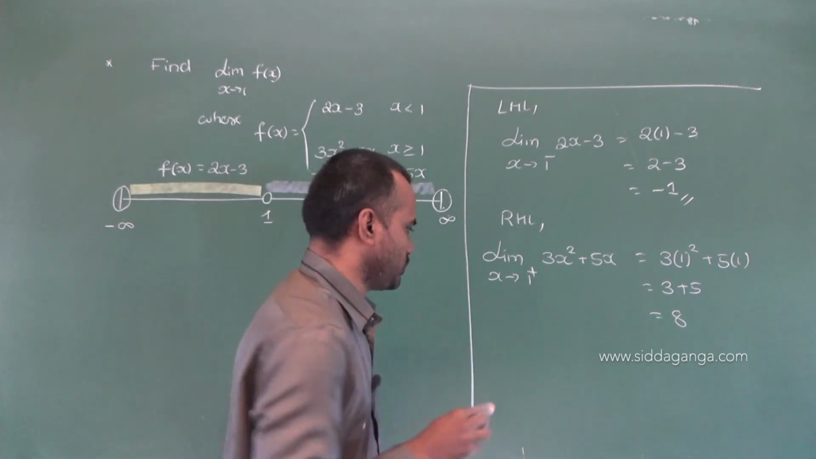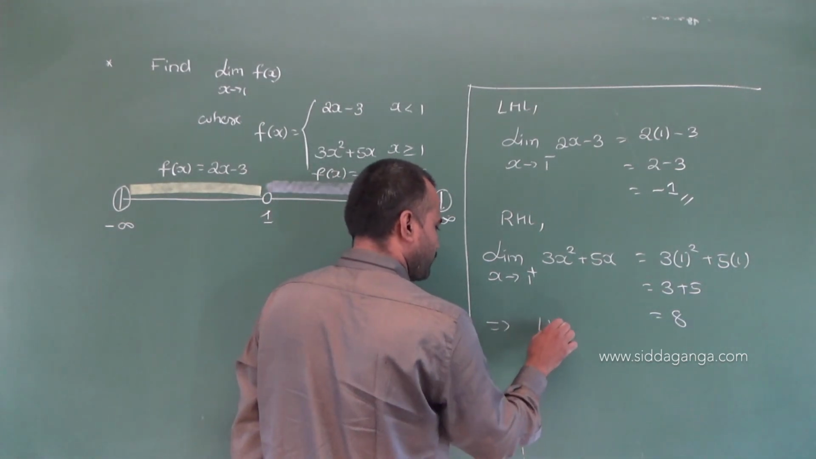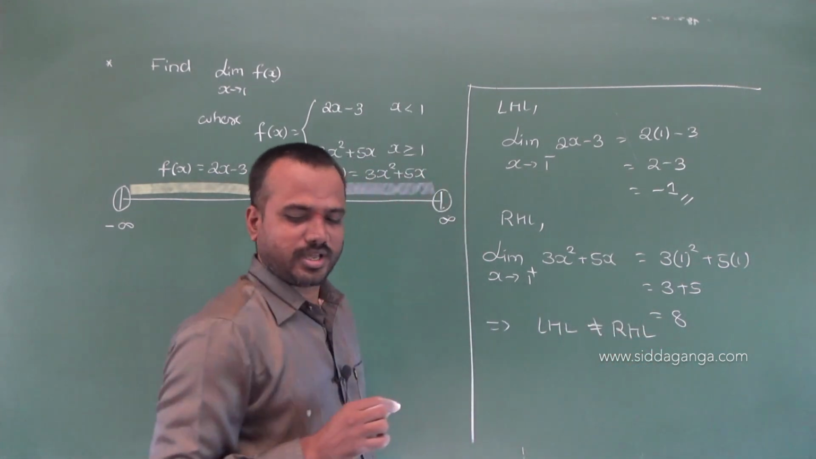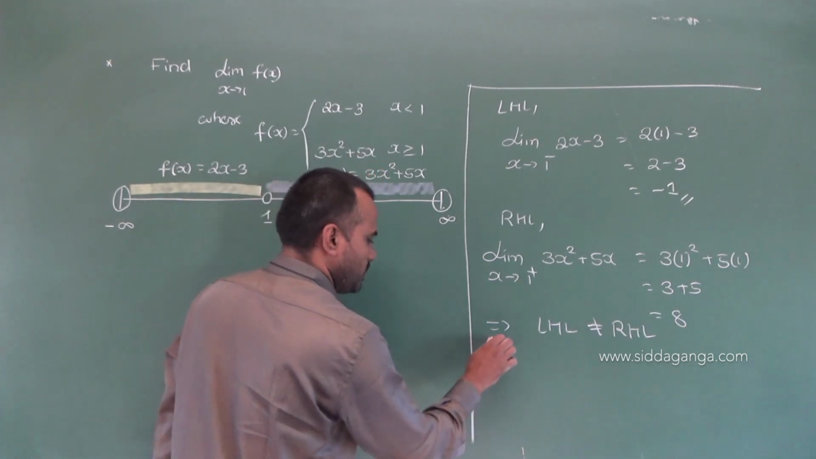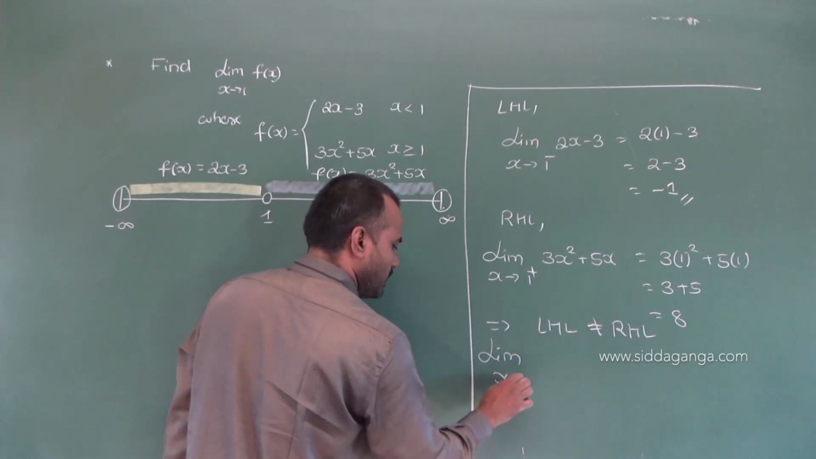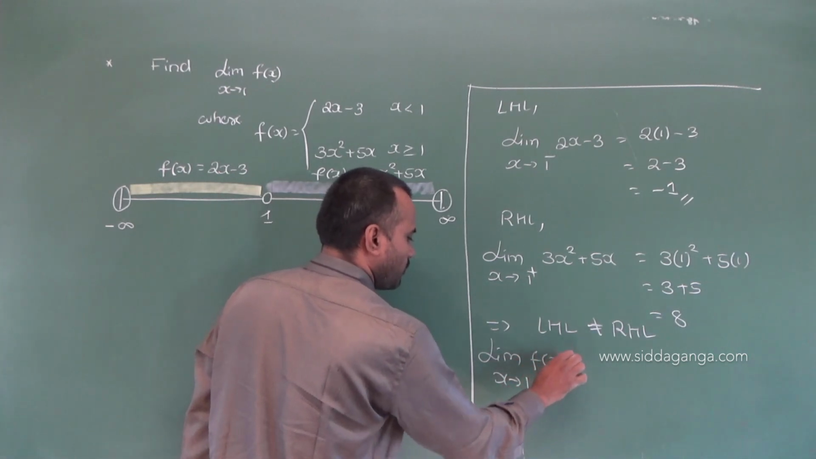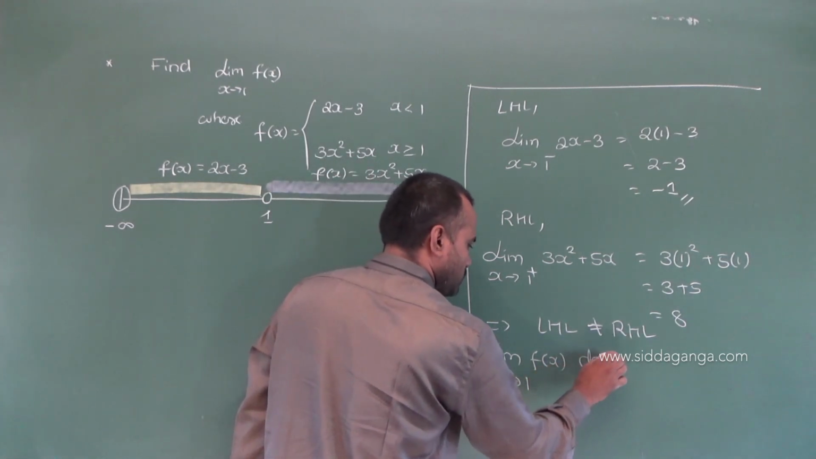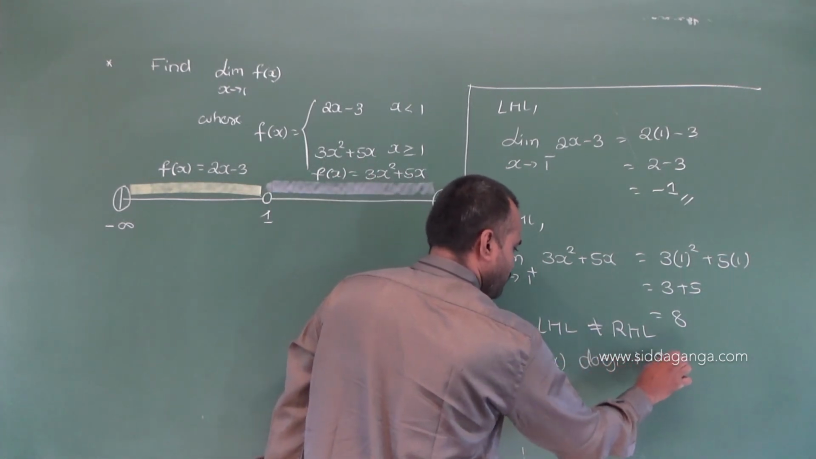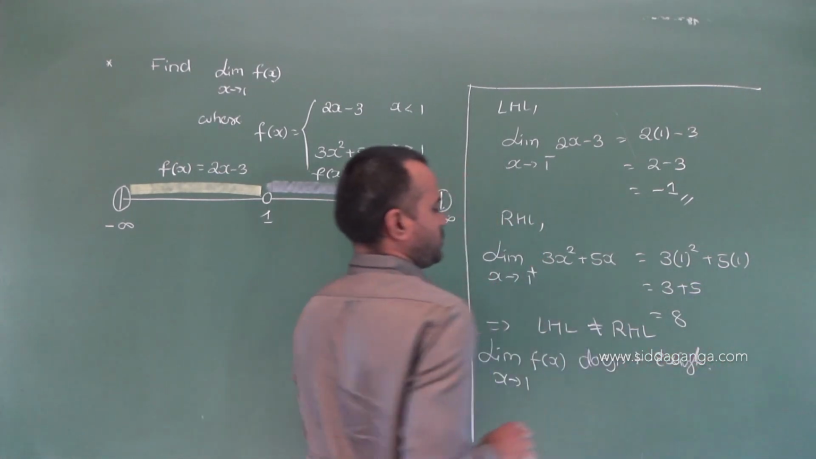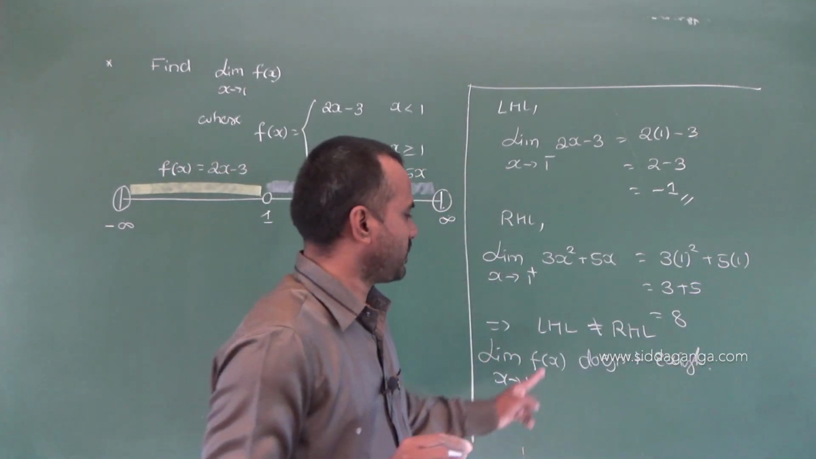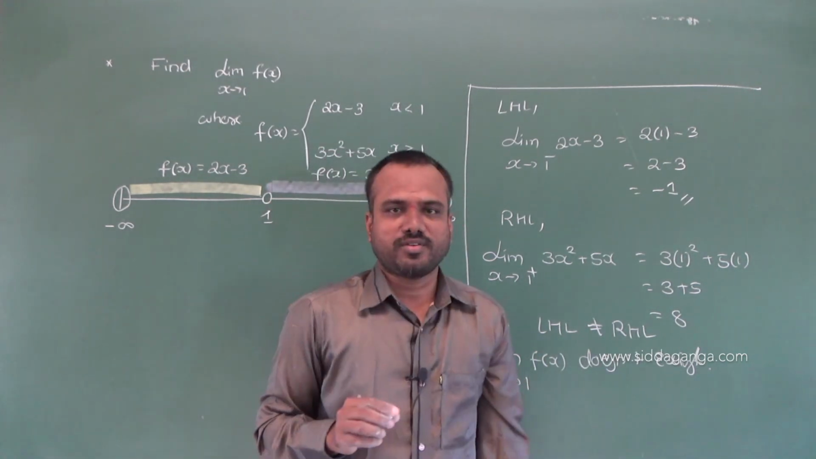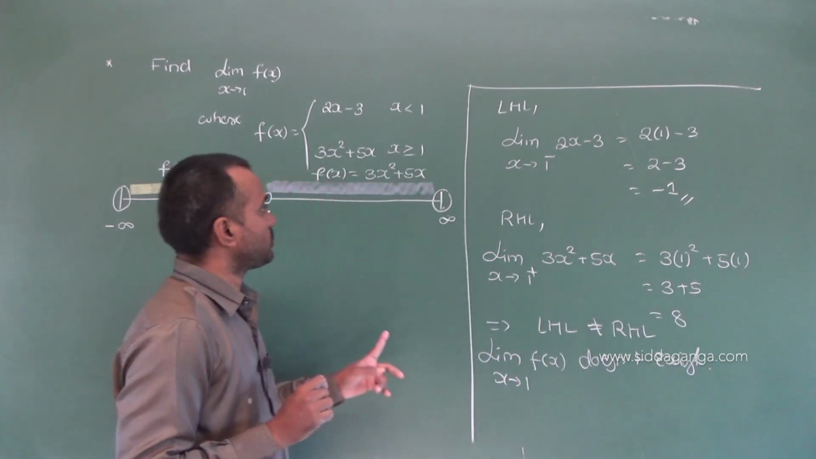Then what is the conclusion? That implies LHL is not equal to RHL. So the limit as x tends to 1 of f of x does not exist. It exists only when the left hand limit is equal to the right hand limit. The limit as x tends to 1 of f of x does not exist. Observe this problem.